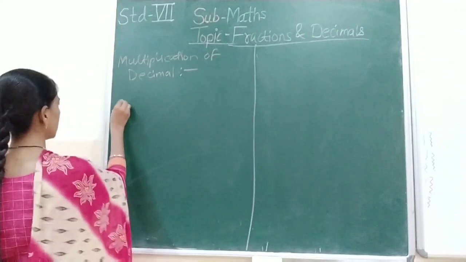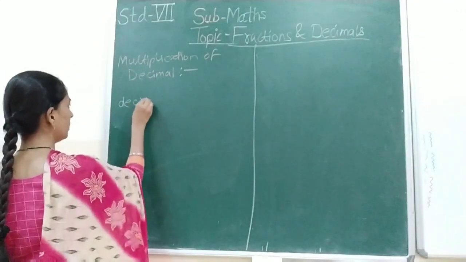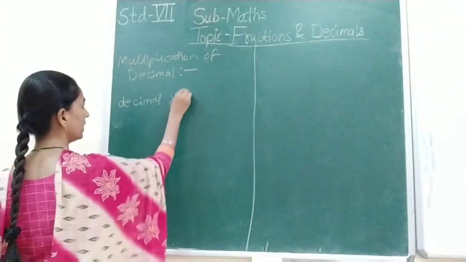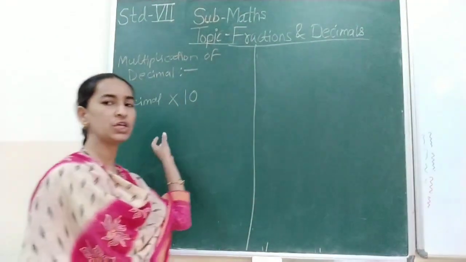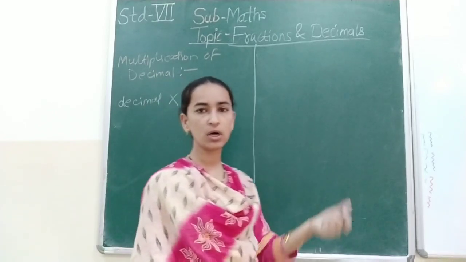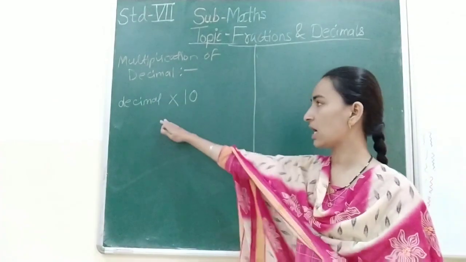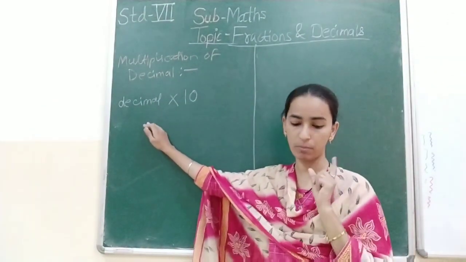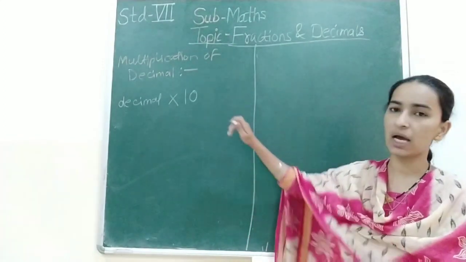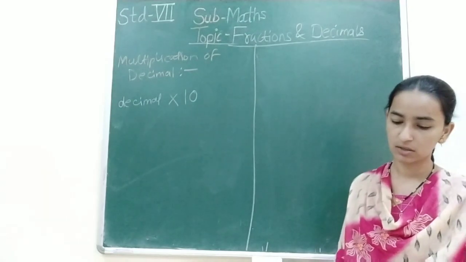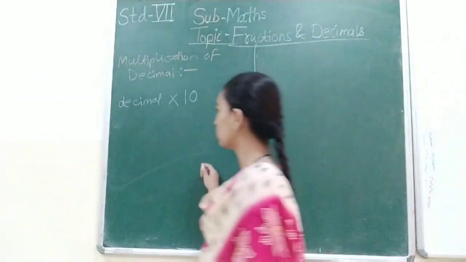Okay students, now what will happen when we multiply a decimal by 10? The point is shifted toward the right side of the decimal by one place. Okay, if we multiply a decimal by 10, the point is shifted to the right.